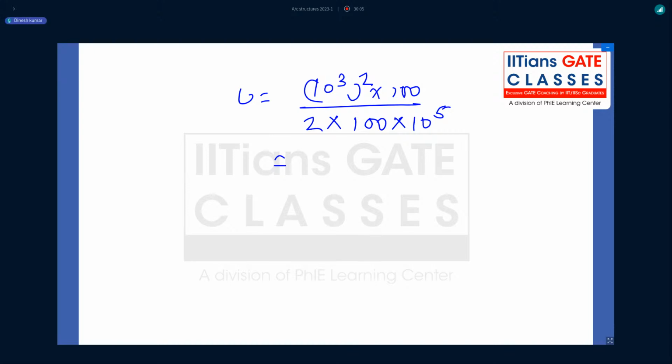So if you find the answer from here, it is 5 Newton mm. What is the strain energy stored in this? It is 5 Newton mm. Am I correct? Guys, can you check? Is this correct? Yes or no?